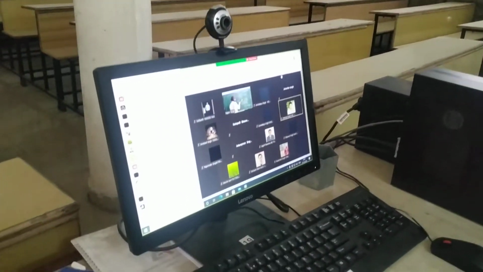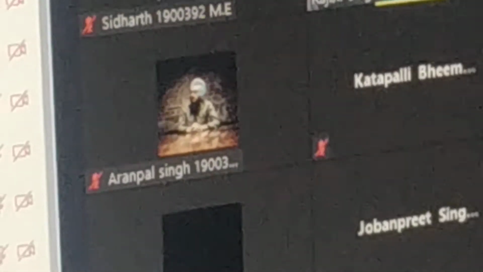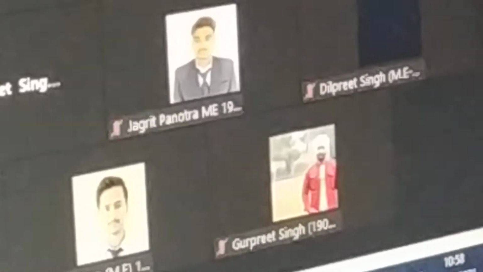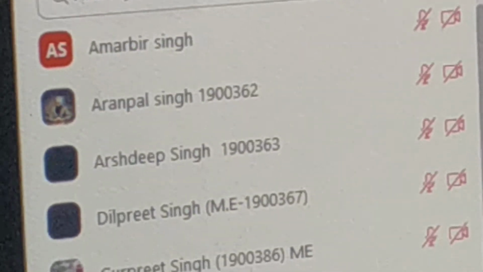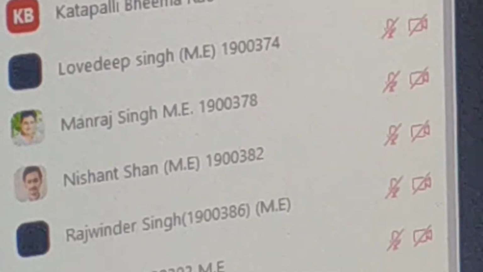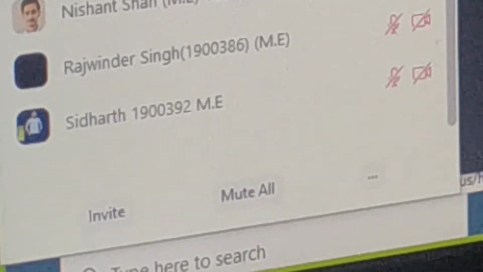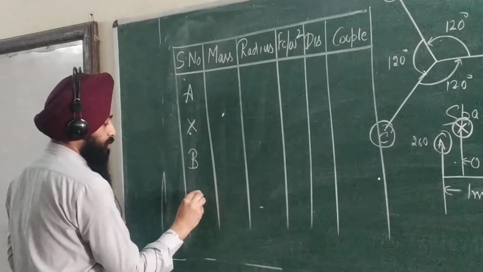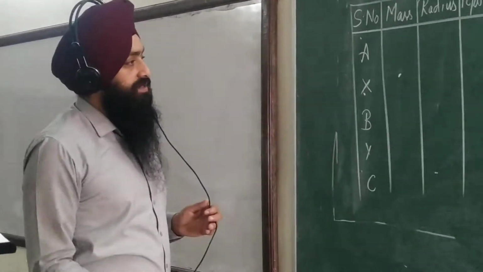It means first of all we have to find the value of 40% of 260, 40% of 300 and 40% of 260. So let's draw the table. First of all we have the serial number, then mass, then radius of rotation, then centrifugal force divided by omega square, then distance, and at the end the couple. The serial numbers will be A, then X, then B, Y and C.